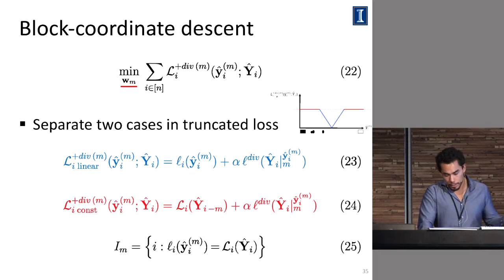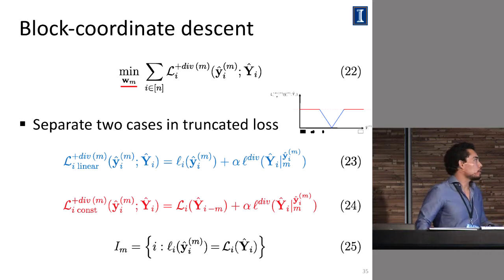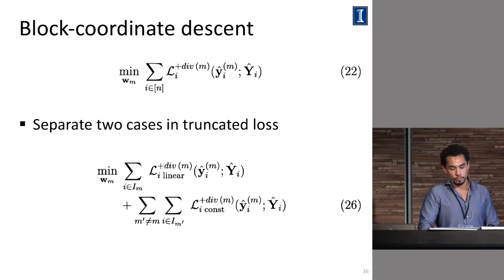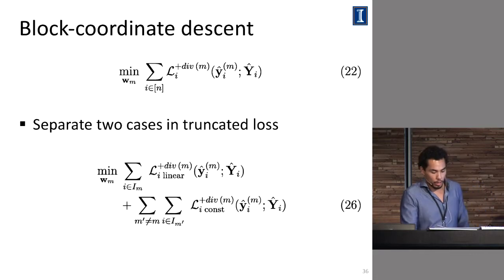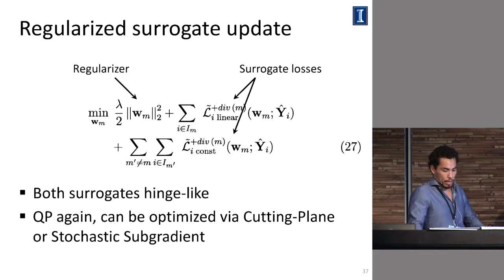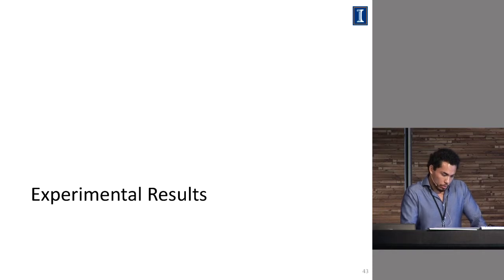So next I'm going to separate the two cases in this truncated form. And for that I also need information that tells me which of the two cases applies to a given example. So now with that information I can rewrite 22 as 26. And again, this is just rewriting so far. And finally, I'm going to use surrogate losses as in structural SVMs, and I'm going to use a regularizer. Again, these surrogates are hinge-like, and this is again a QP, so I can solve this with cutting plane or stochastic subgradient.